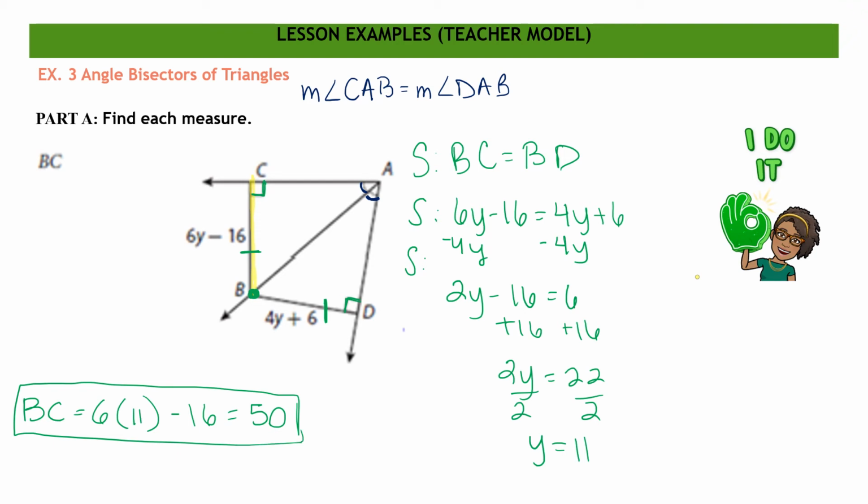But how do I know for sure it's 50? Well, we know that BC and BD are the same measure, so I can plug 11 in for y into BD, and I get 4 times 11 plus 6. 4 times 11 is 44 plus 6 is 50. So I see that these two measures are the same, so that tells me that BC is in fact 50.